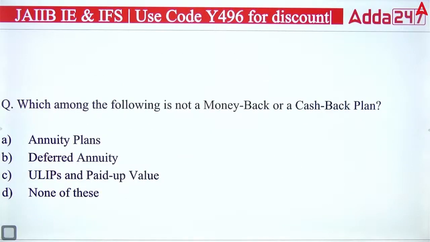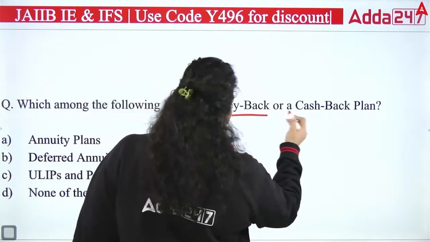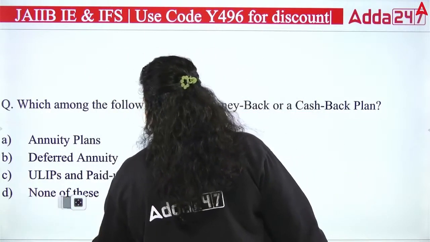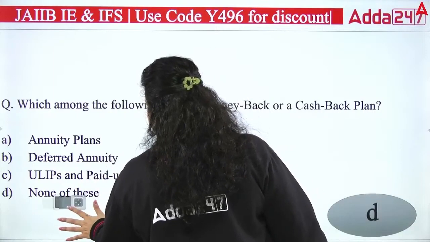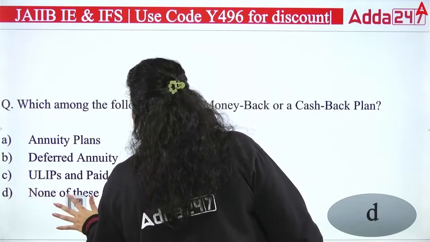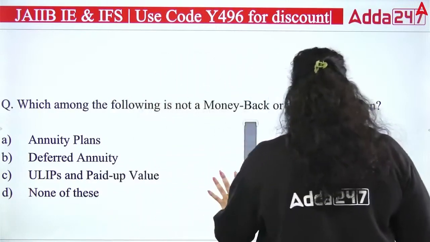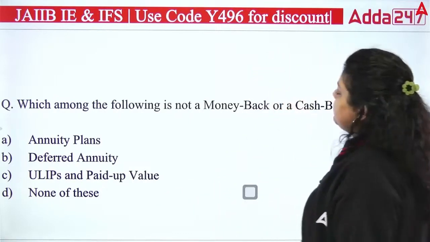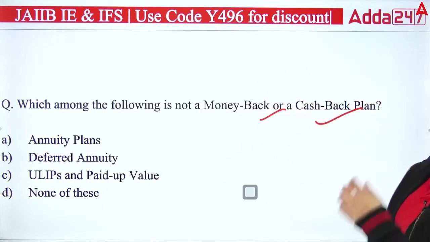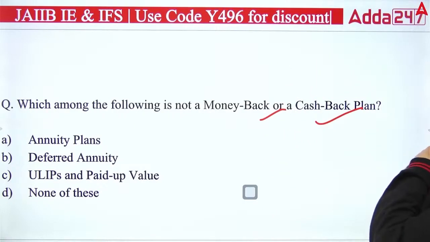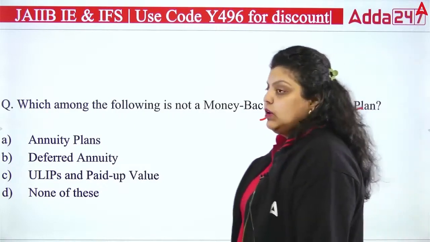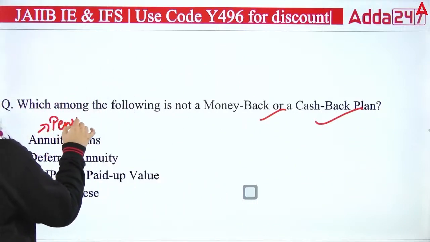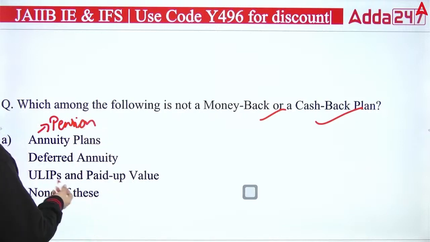Now, which among the following is not a money back or a cashback plan? Whenever we issue insurance products, it's also a type of money back and cashback plan. So which of the following is not a money back and cashback plan? First is annuity plan. Annuity plan is actually your pension. Deferred annuity is there, again a pension product. ULIP and paid up value.